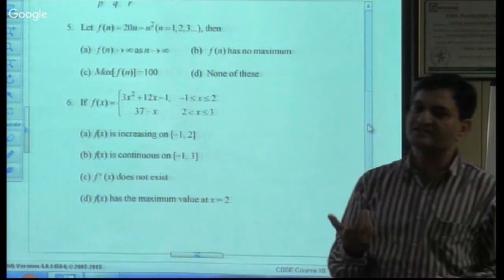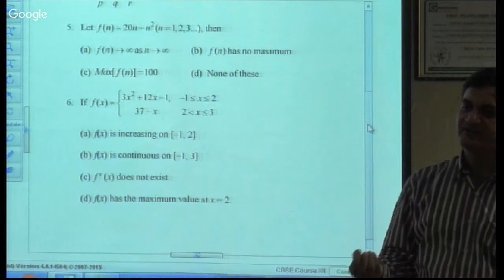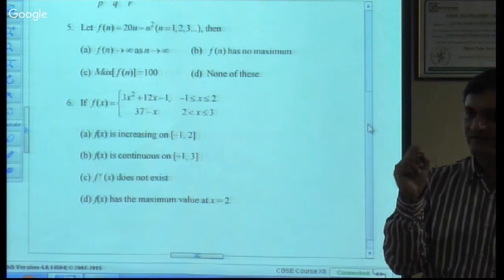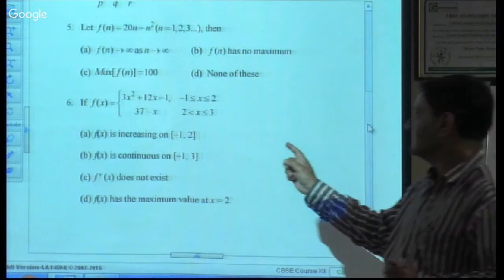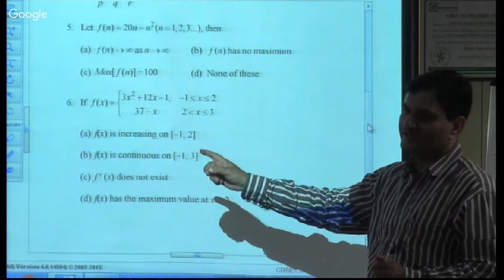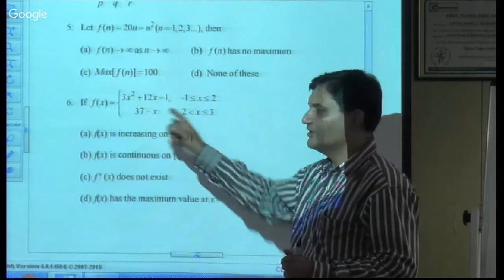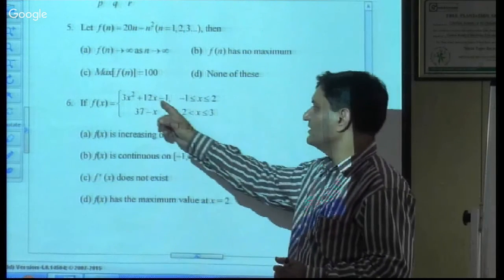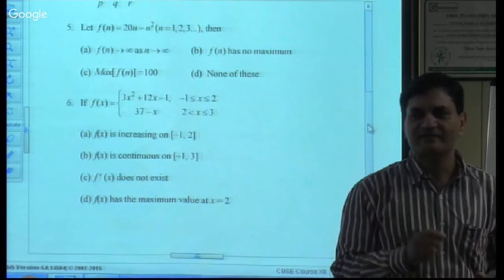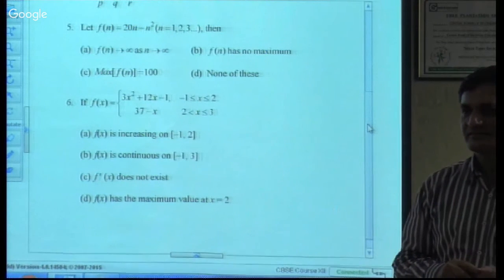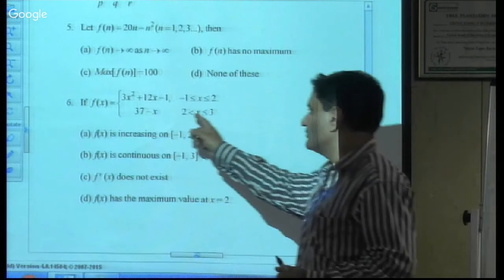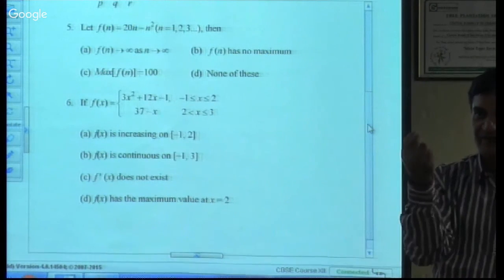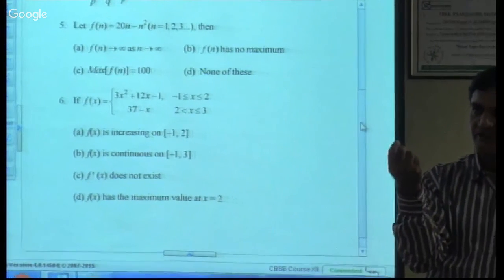37 minus x being a straight line is also a polynomial. This is also continuous. So what is the point where we have to check continuity? The only point is where the order relation is changing. So at 2 you just substitute and find out whether the value of the function is the same or not. If you substitute x equal to 2 in the first, it is coming out to 35. And if you substitute 2 here, it is coming out to be 35. So at the common end point of the interval, the value is the same.